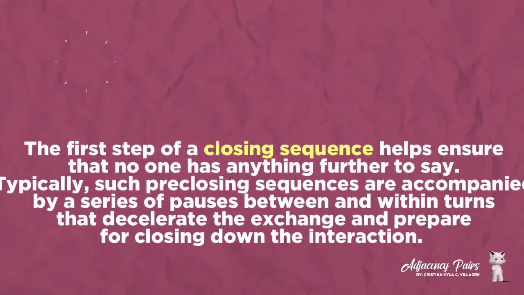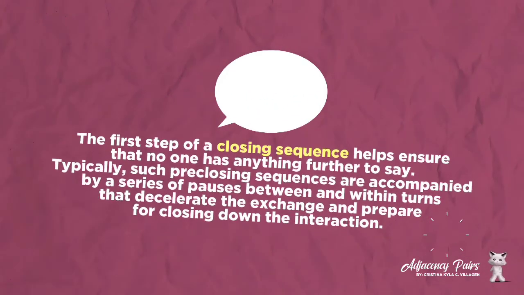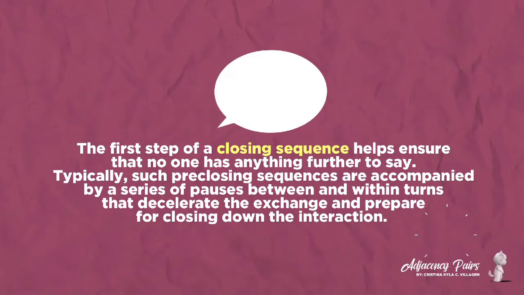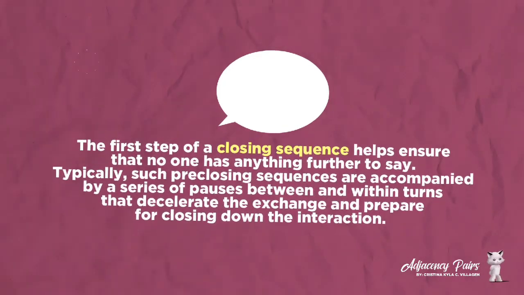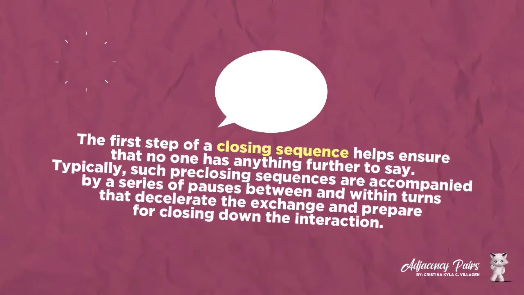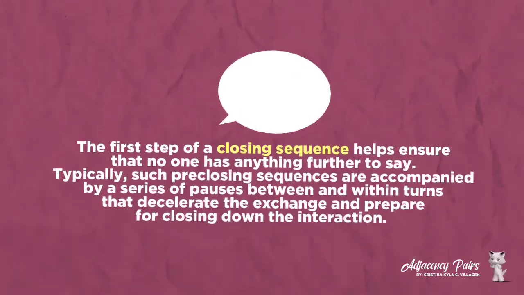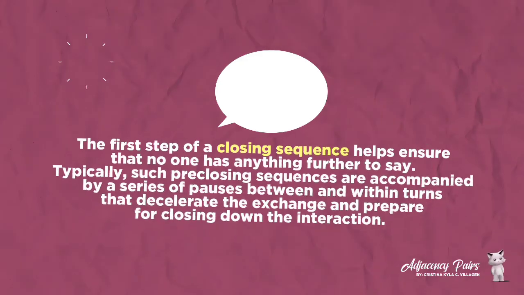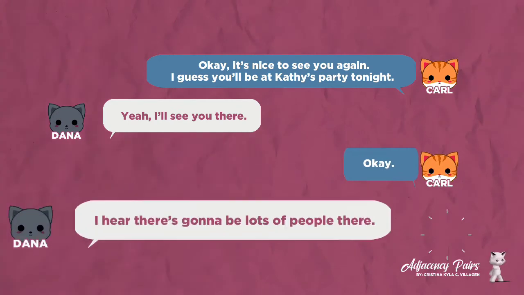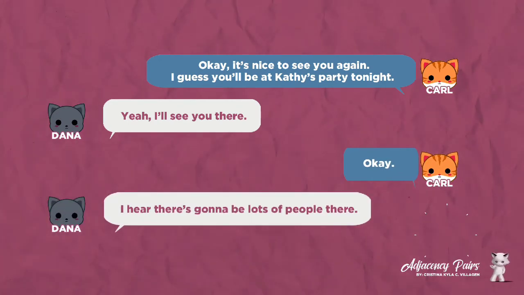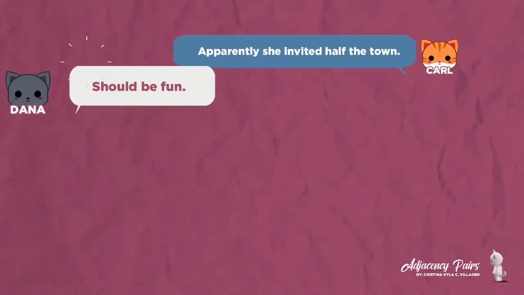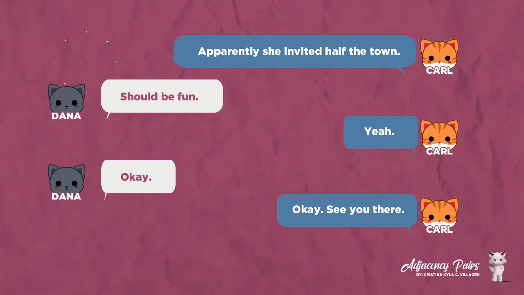The first step of a closing sequence helps ensure that no one has anything further to say. This is accomplished by a simple exchange of short turns such as "okay" or "well." Typically, such pre-closing sequences are accompanied by a series of pauses between and within turns that decelerate the exchange and prepare for closing down the interaction. In the following example, Dana takes the opportunity to bring up one last topic, after which Carl initiates another closing sequence.